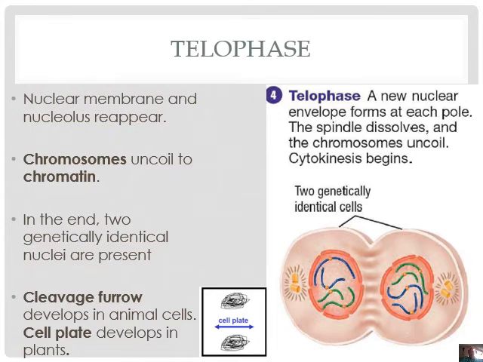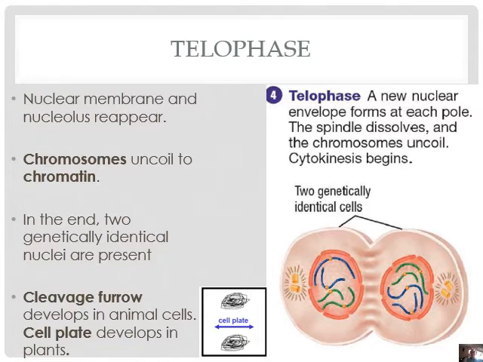Okay, so this is mainly for animals, and we'll talk about how plants change ever so slightly. And you can see that they're starting to almost pinch off in the middle as that new nucleus is starting to form around them. So the cleavage furrow develops in animal cells, and a cell plate develops in plants.